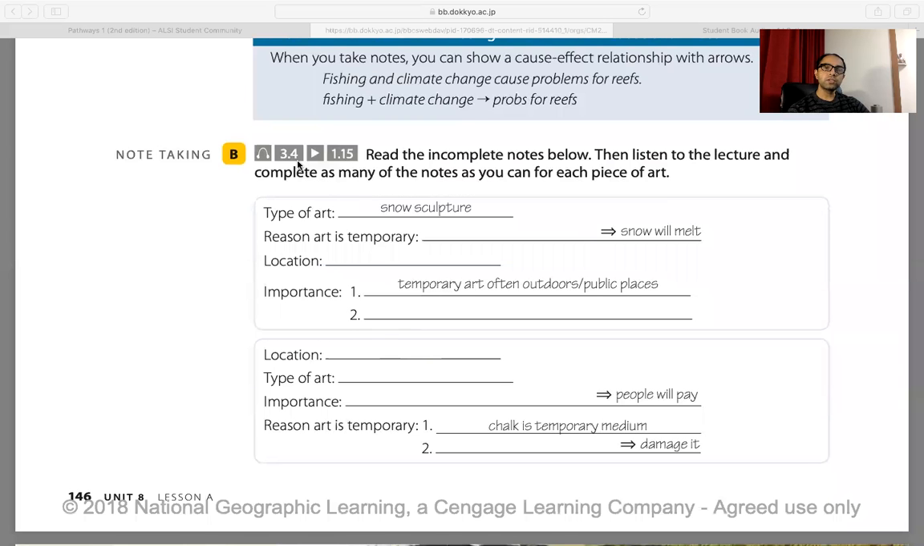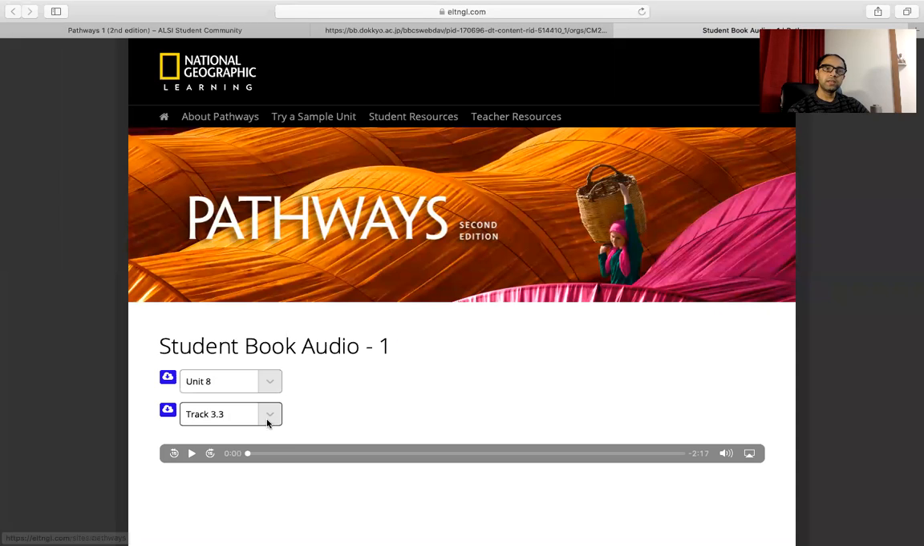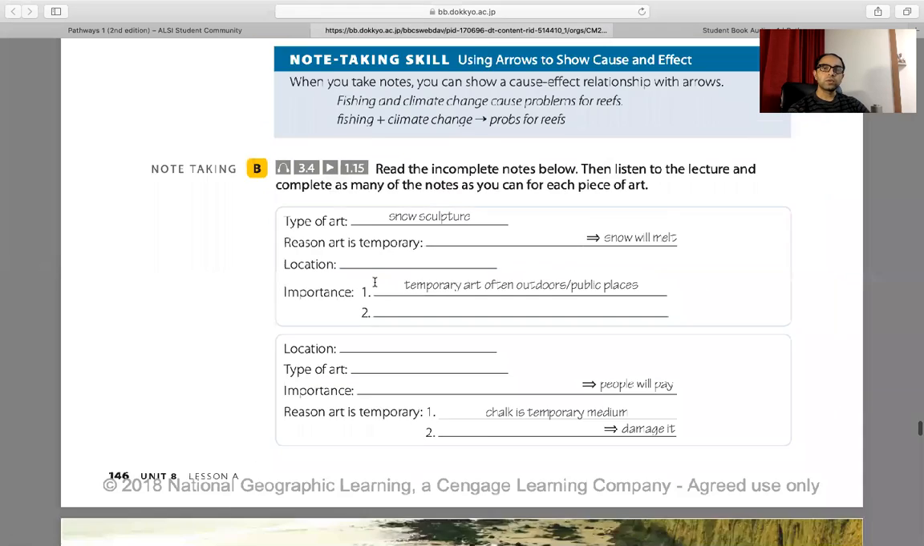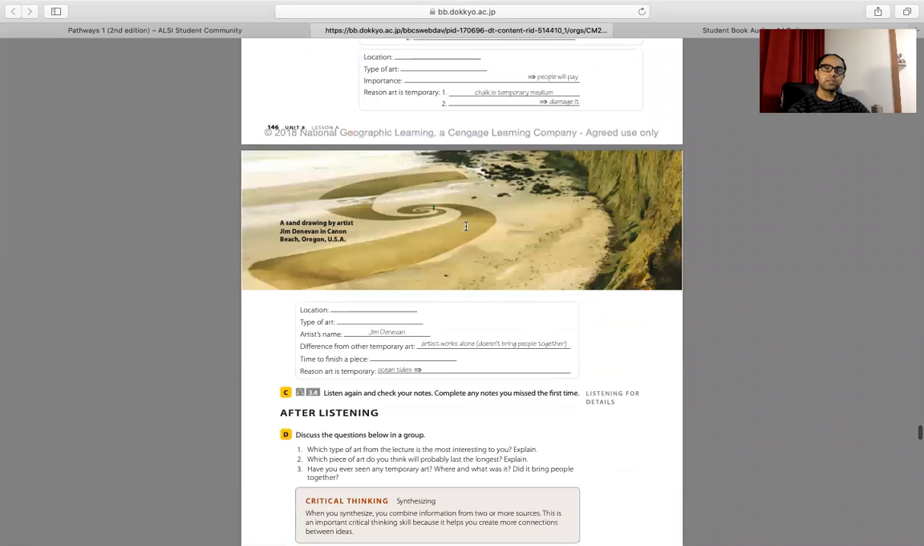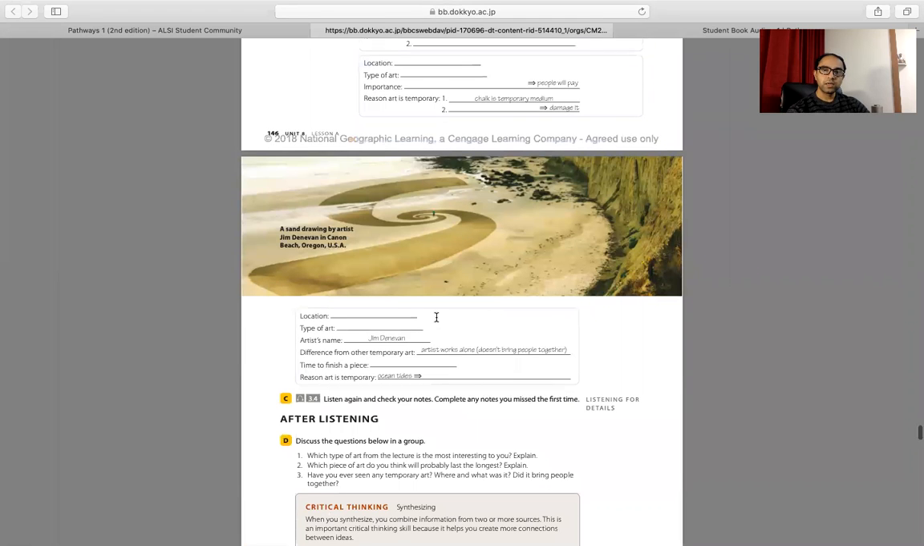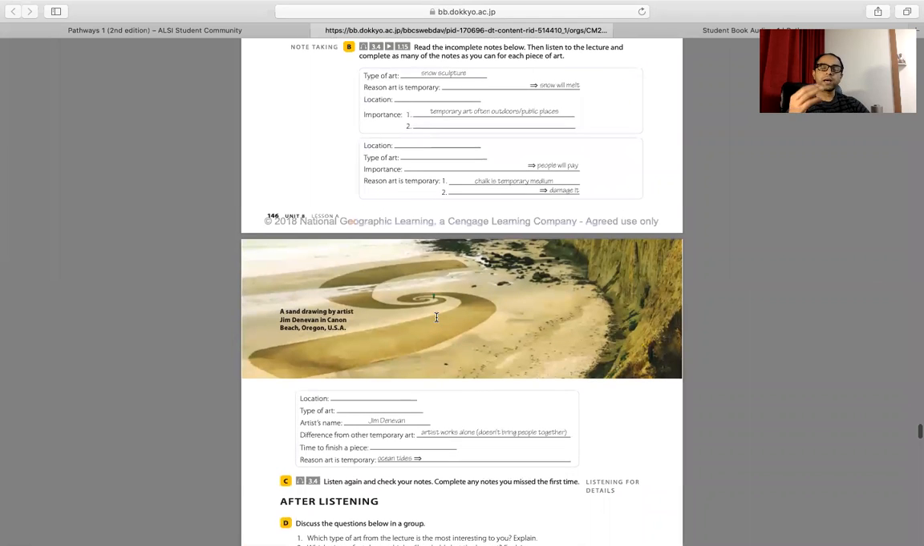Please listen to track 3.4, which is available in my doc. Go to the student community, as I said, and take notes as much as you can for this part on page 146 and this part on page 147. You are going to listen about three different forms of art. So first type of art, second type of art, and third type of art. What type of art are they? Then complete the notes.